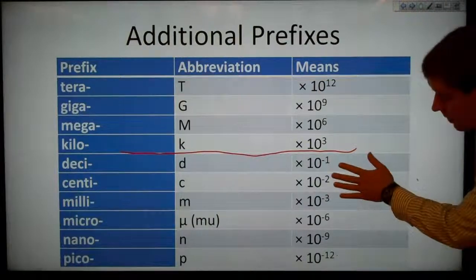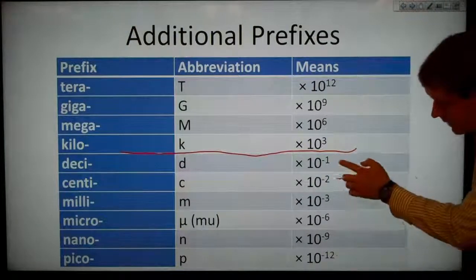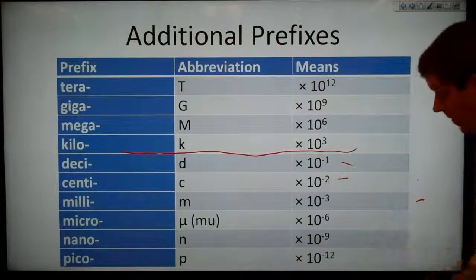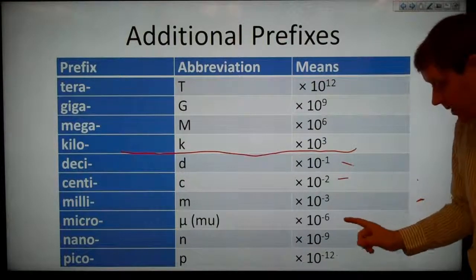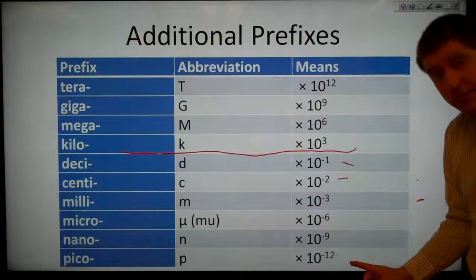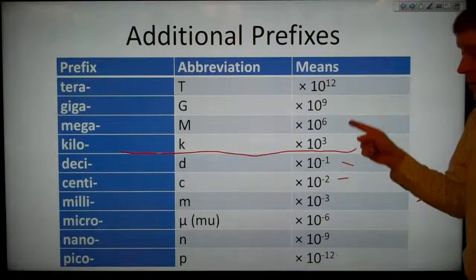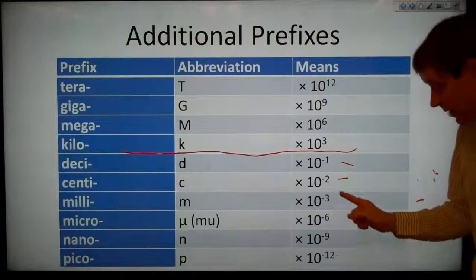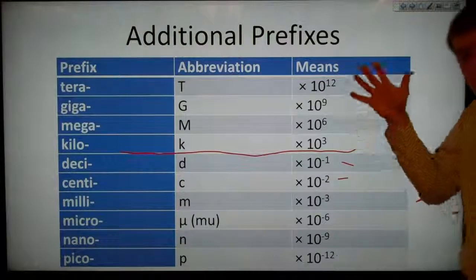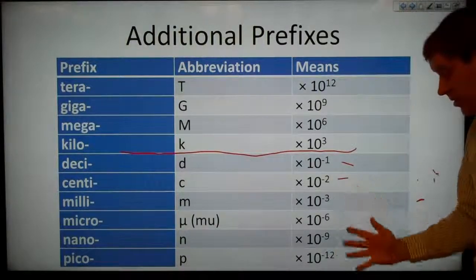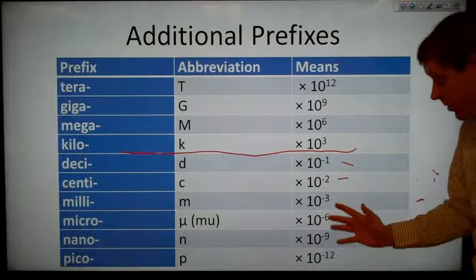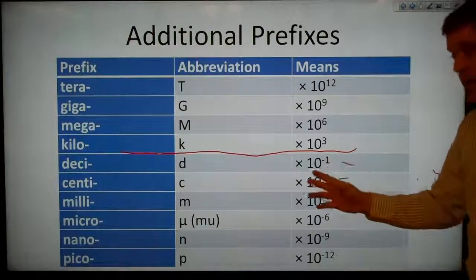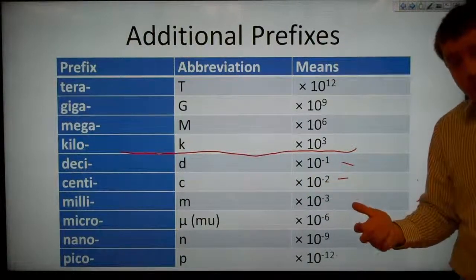So again, ignoring the centi and deci, so ignoring those two, we have all these others, 10 to the minus 3, 10 to the minus 6, 10 to the minus 9, 10 to the minus 12. Those, again, are just the mirror images of these guys, where these are the positive exponents, these are the negative exponents. So these are the large prefixes, these are the small prefixes. But all of them, except for deci and centi, are divisible by 3.